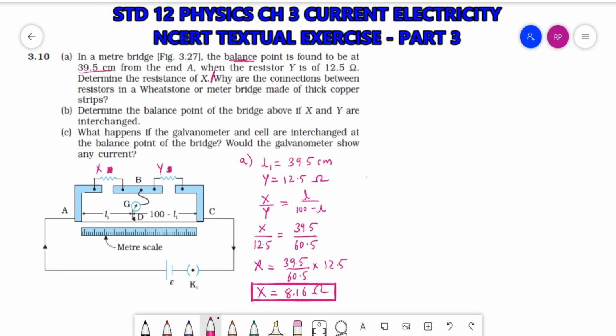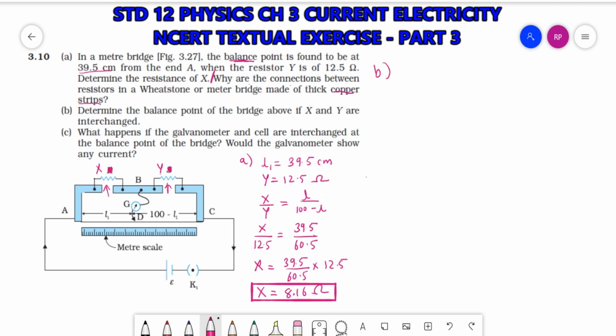Now, one more question is asked: why are the connections between resistors in a Wheatstone bridge or meter bridge made of thick copper strip? The reason is that copper strip offers negligible resistance compared to X and Y. The resistance of copper is very less, so it will not interfere with the resistors kept in the gap AB and BC. Clear?